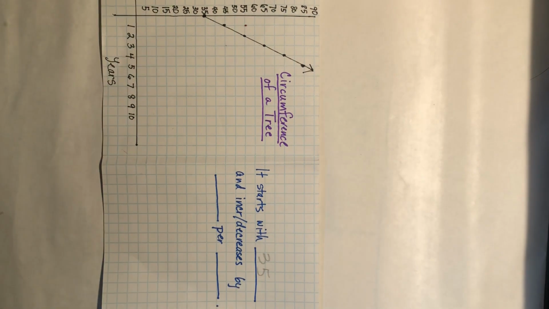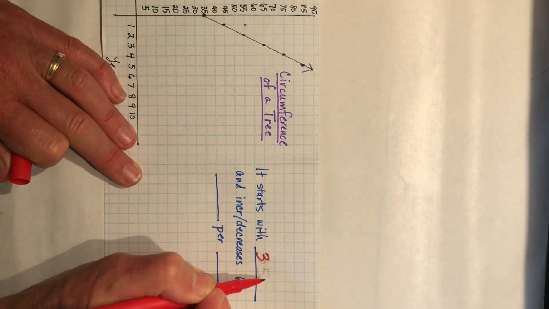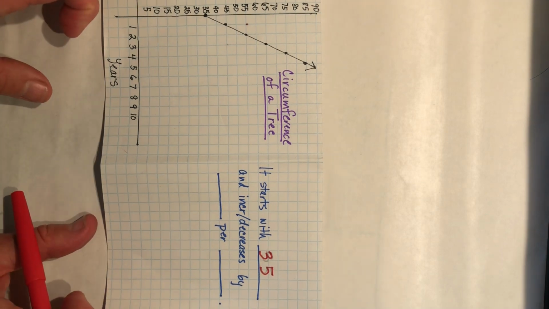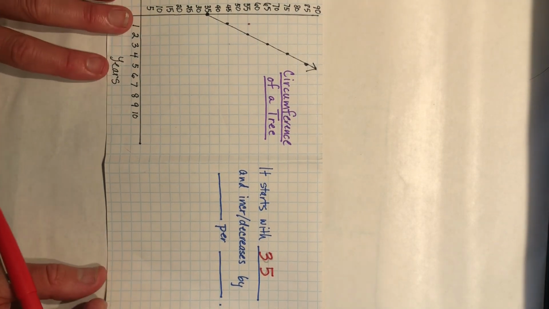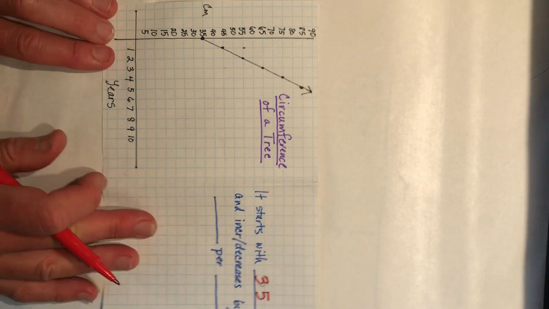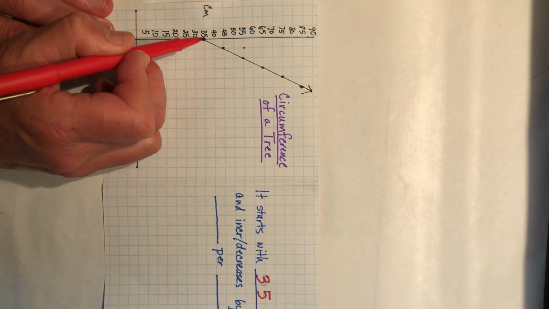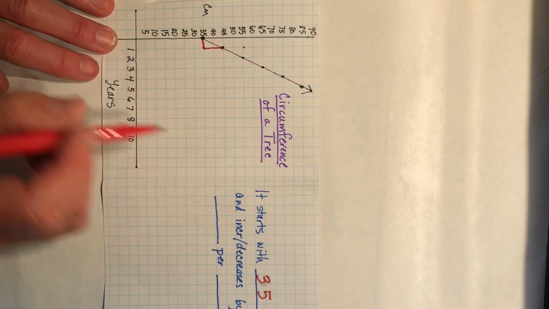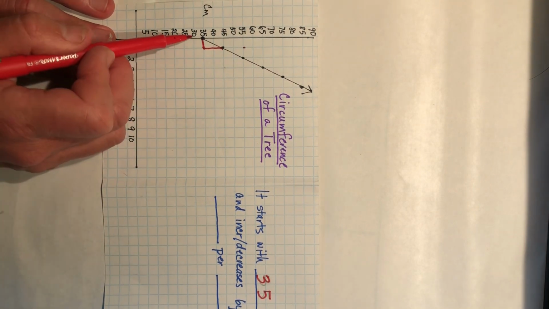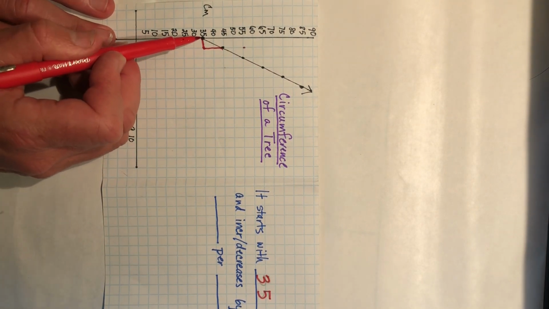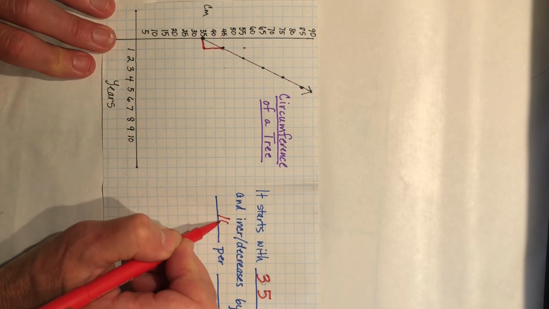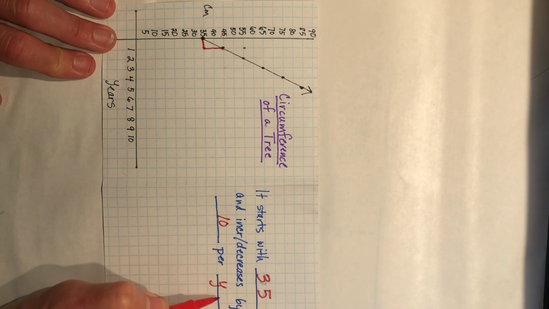Let me do that in color so you can see. It starts with 35 and it increases by, so let's see, what does it increase by? So if it started here, there's 1 year, and it went up to there. So for every year, let's see, it went from 35 to 45. So it increased by 10 centimeters per year.